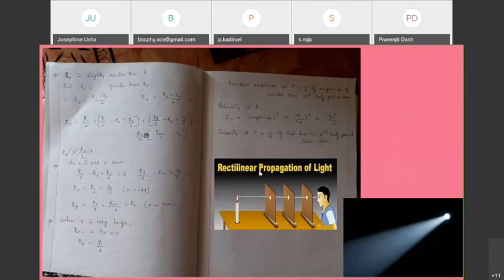So next thing is about rectilinear propagation of light. I'm not going to explain in detail. In the beginning itself I told you that we know light travels in a straight line. Suppose you are using a conventional light source, a candle, and you make two or three slits and look at the other end. Light travels in a straight line like that. We say this naturally, but actually it is not correct.